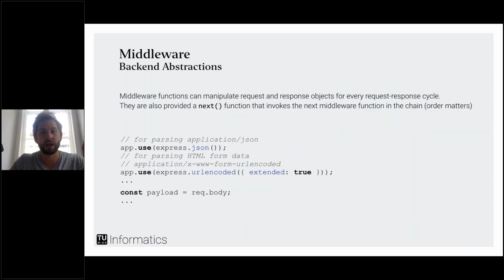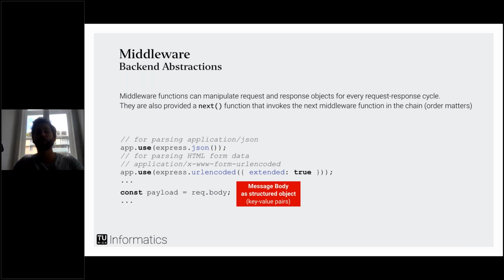Okay, and I want to quickly interject as to why this whole thing with the message body works. Because if you remember, HTTP is a textual protocol. So if you inspect the HTTP request and response headers, you can see what's going on there. And there's no inherent structure in there. So the reason why we can just say request.body and the body then is a structured key value object is because of these middlewares.